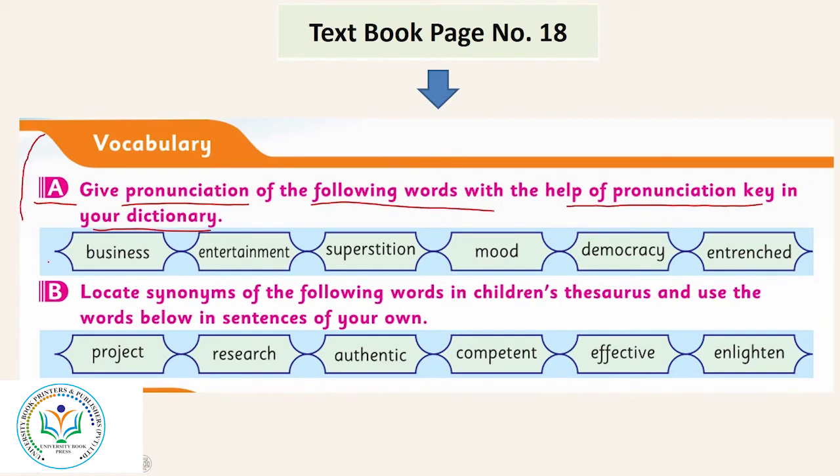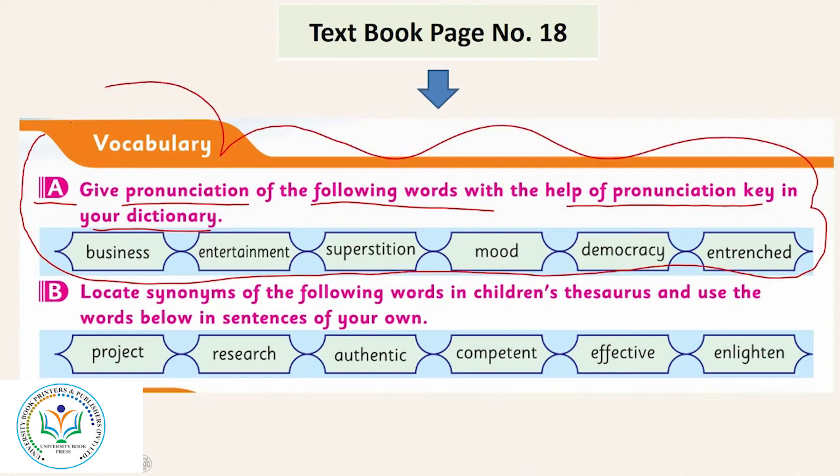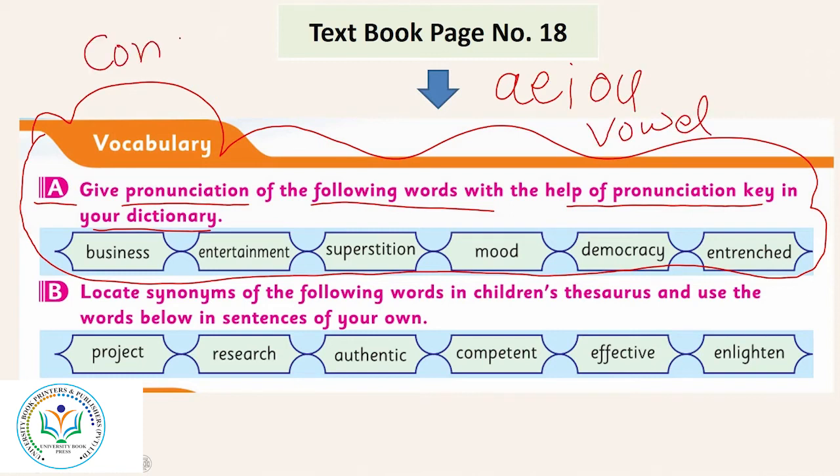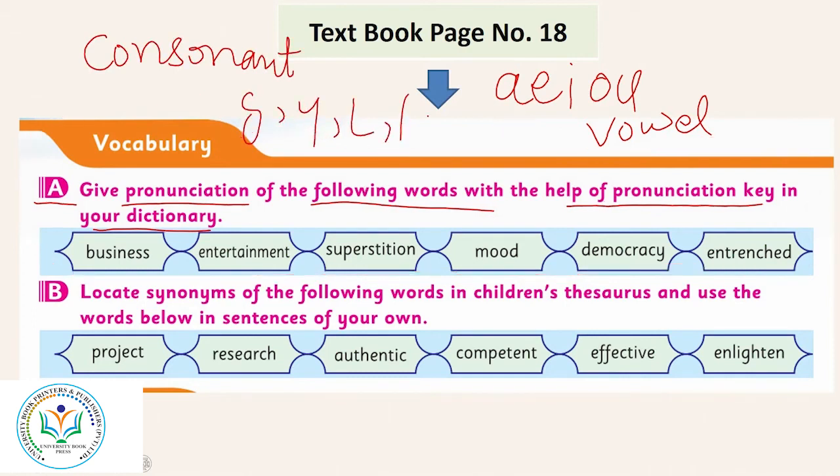Dear student, we have learned the concept of pronunciation, the phonetic symbols of words of both vowel and consonant sound. Vowel sounds are A, E, I, O, U. These are the vowel sounds. And the consonant sounds are G, Y, L, H, Z. These are the consonant sounds.